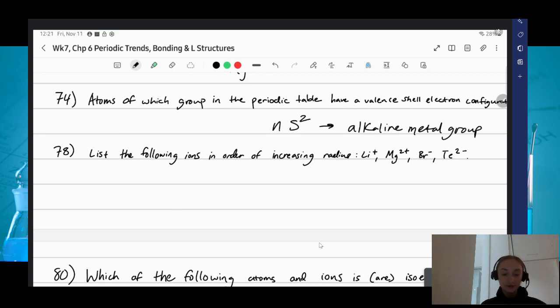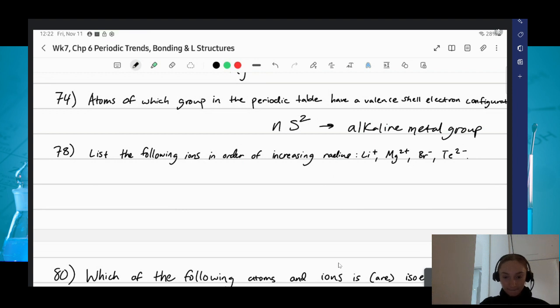Okay, let's move on to question 78. List the following ions in order of increasing radius: lithium plus, magnesium 2 plus, bromine minus, and Te2 minus. I forgot how that atom is pronounced, but it's Te. So let's list the order of increasing radius.